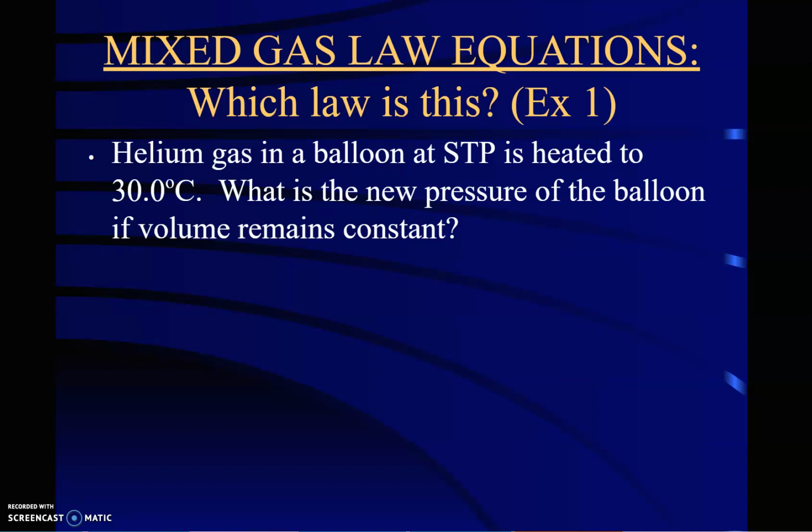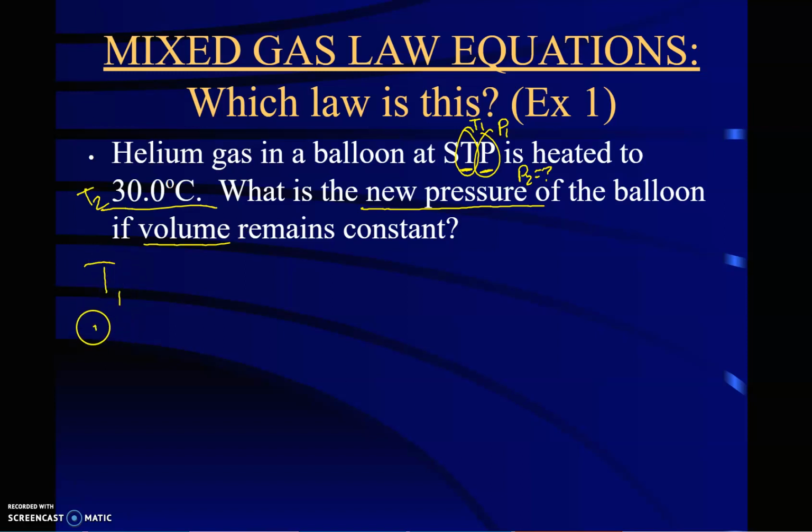So this is what we're going to do. We're going to take a look at a problem and compare it to that page we just looked at and see which one we're going to use. So it says helium gas in a balloon at STP, okay, so a temperature and a pressure, is heated to 30 Celsius. So this is the second temperature. And then it asks what is the new pressure, so P2 is unknown, so this must be P1, of the balloon if the volume remains constant.